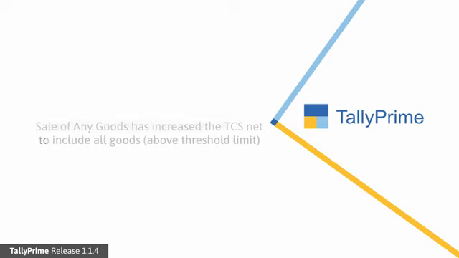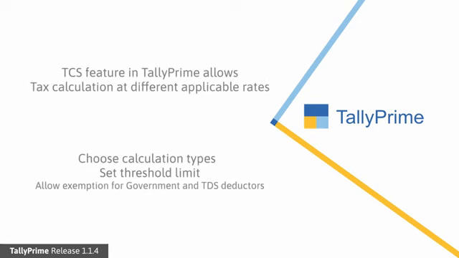its tax base. The TCS feature in TallyPrime allows you to efficiently meet the compliance requirements of TCS. Its implementation is simple, covers all nature of goods of TCS, enables tax calculation at different applicable rates, and also enables you to choose tax calculation on accrual or realization methods.